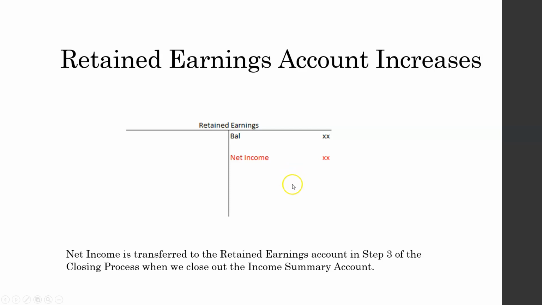When does it increase retained earnings? We actually transfer net income to retained earnings during the closing process. Net income is transferred to the retained earnings account in step 3 of the closing process when we close out the income summary account.